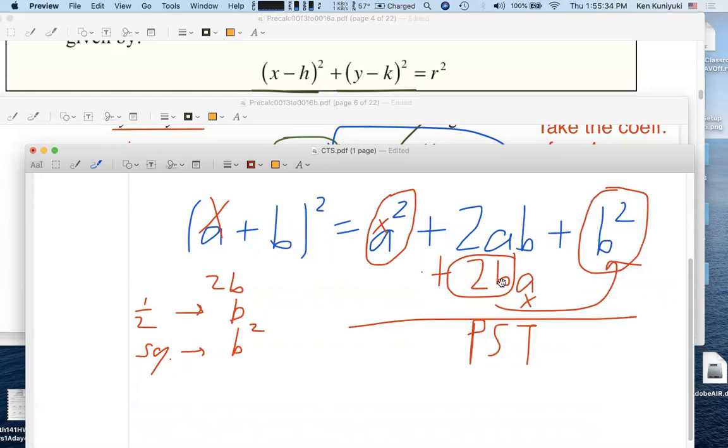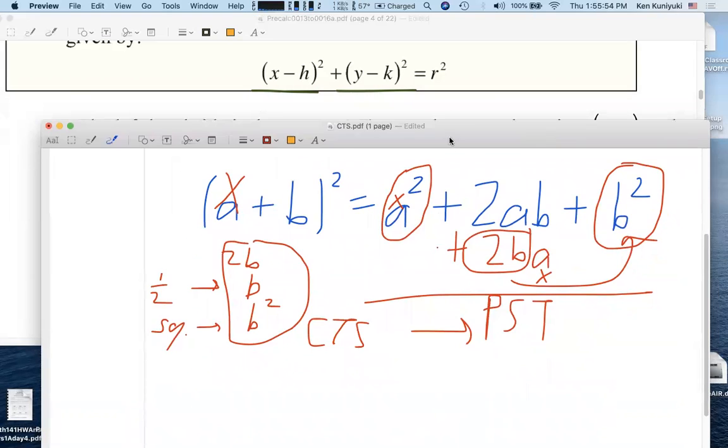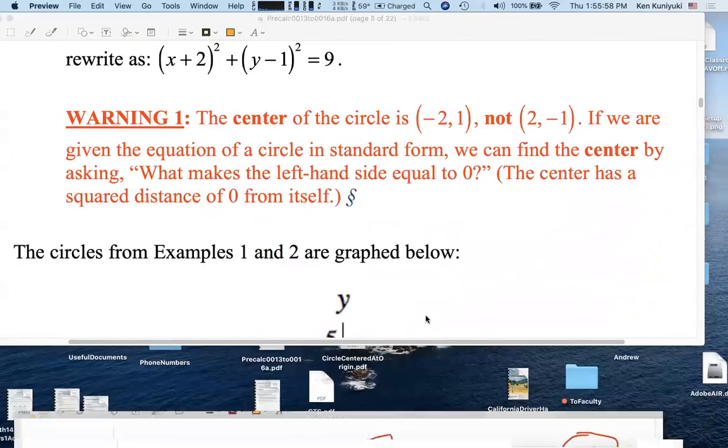So anyway, we take the coefficient on the a or x here, take half of that, and then square the result. That's how we complete the square. That's how we CTS to get a PST, a perfect square trinomial. Lots of acronyms. All right, so let's get back to business now.